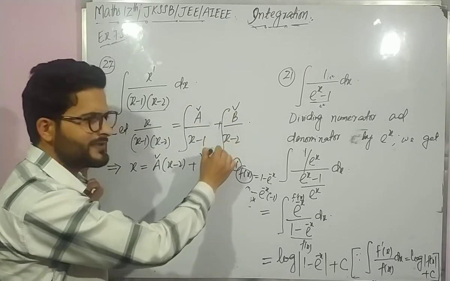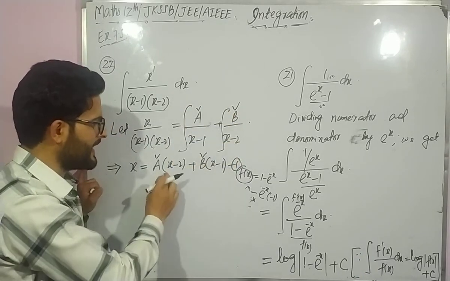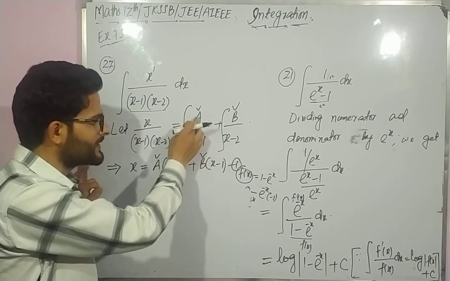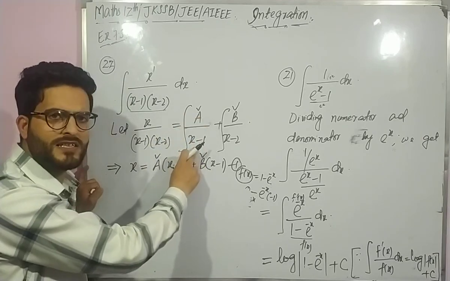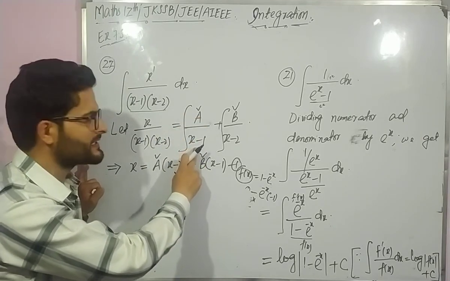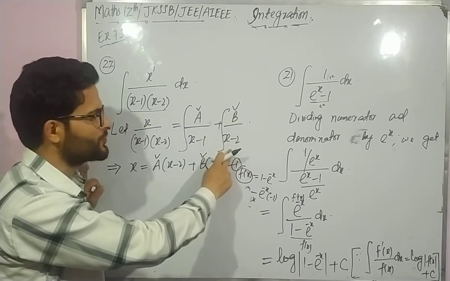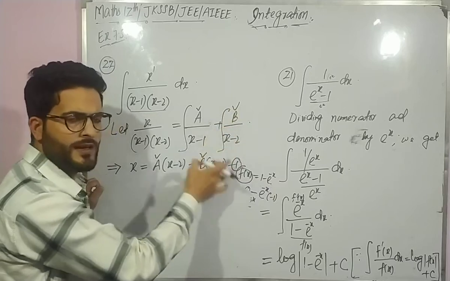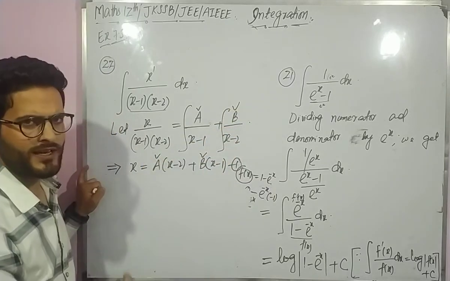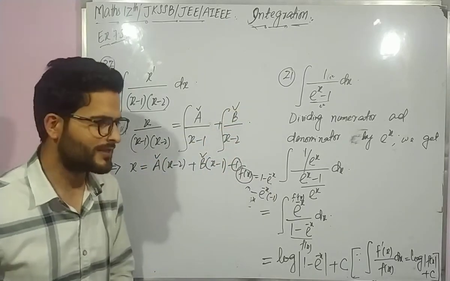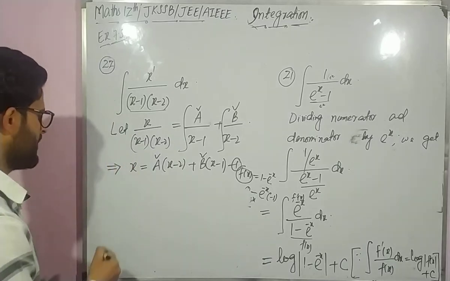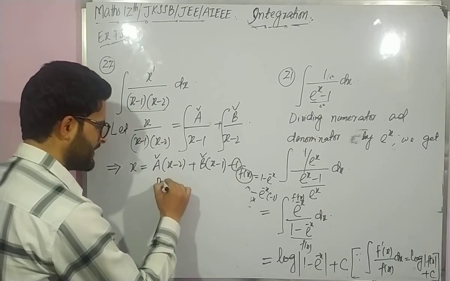Separate the integrals. Take the constants a and b outside, once the values come from here. The integration of 1 divided by x minus 1 is log of mod of x minus 1, and the integration of 1 divided by x minus 2 is log of mod of x minus 2. Put the values of a and b, separate the integrals, find the integration, and that will be your final result. So obviously a pretty simple question. So you can proceed from here.